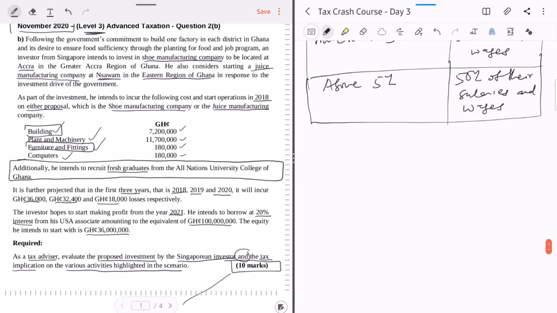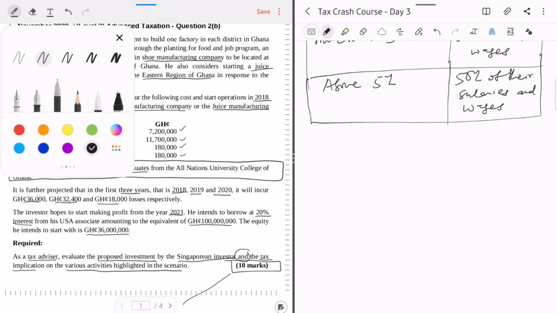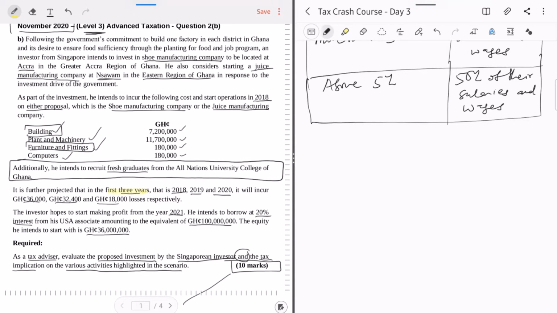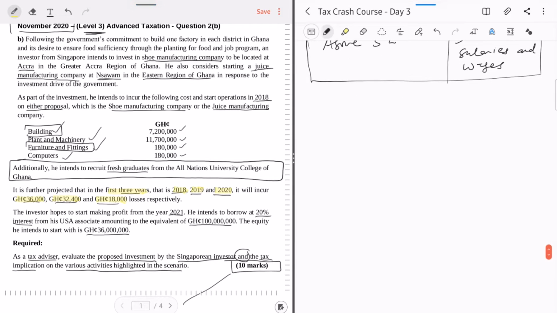Next line, it is further projected that in the first 3 years, that is 2018, 19, and 20, it will incur 36,000, 32,400, and 18,000 losses. So if a company makes losses, how are these treated, right? So we just come in and say next is unrelieved loss carry forward. Right? That's why I said this was a good question, because it's helping us revise so many things at once. So when I saw it, I was like, let's do this.